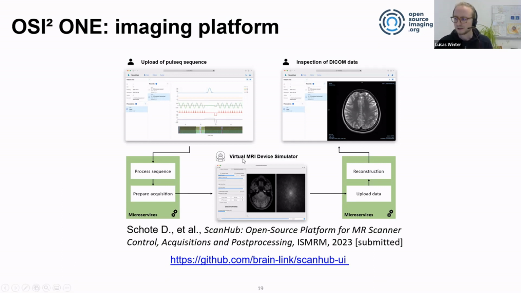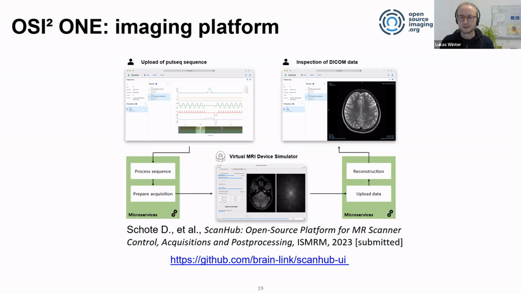And then the trick is, at the moment here it says virtual MR device simulator, but at some point, of course, this will be the real scanner. So then you just need to guarantee that the format the pulse sequences are in is a hardware independent format, something like Pulseq or PyPulseq, and then if you have an interpreter for your hardware, the software just selects your scanner, and this is translated automatically to the hardware configuration that you're interested in.